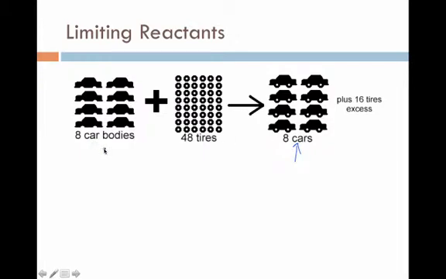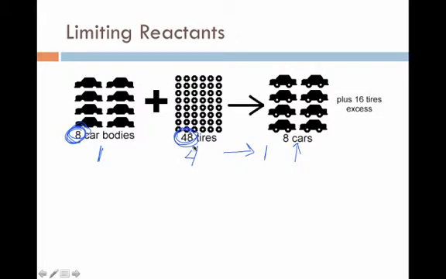Well, we know that for every one car body that we start with, we're going to need to combine that with 4 tires, and as a result, we're going to create 1 car. Now, the question is, if I have all this starting material, how many cars am I going to be able to make? Well, the answer to that question is 8 cars. We can make 8 cars. If we think about it, we have 8 car bodies, and we have 48 tires.